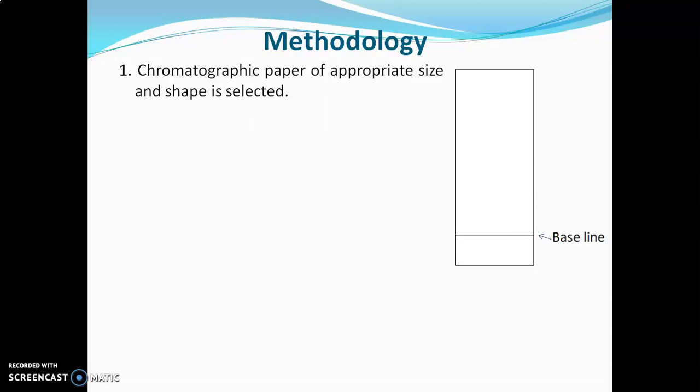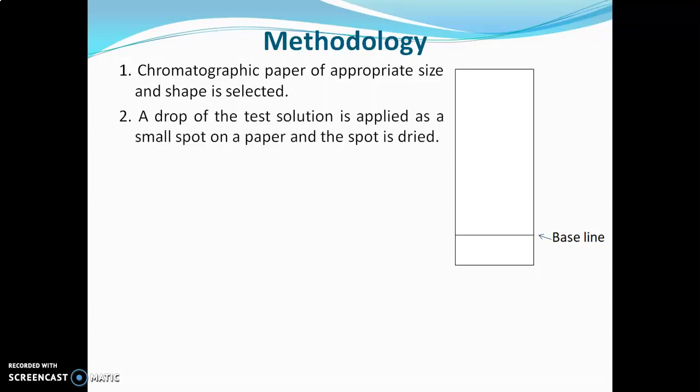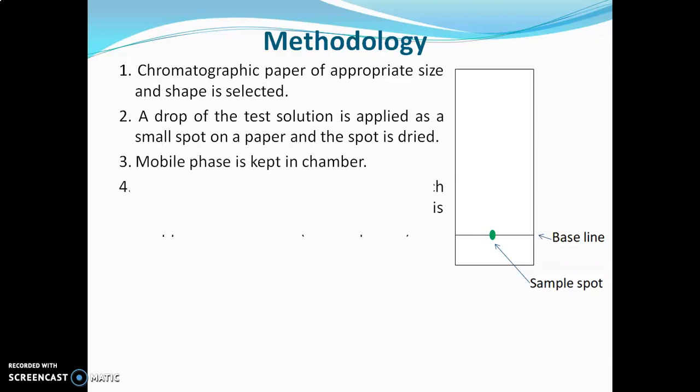Then we have to draw a baseline with the help of a pencil at 2 cm from the lower edge of the paper. A drop of test solution is applied on the paper as a small spot, and the spot is dried. Mobile phase is kept in the chamber.